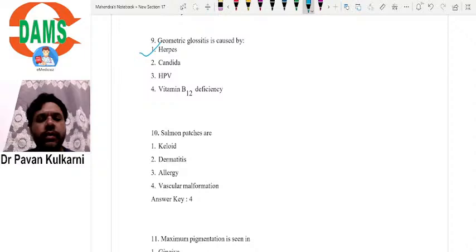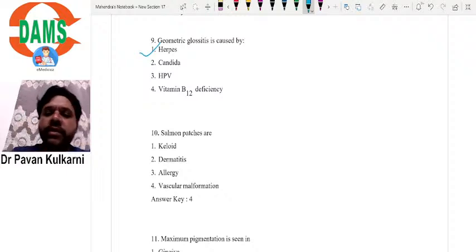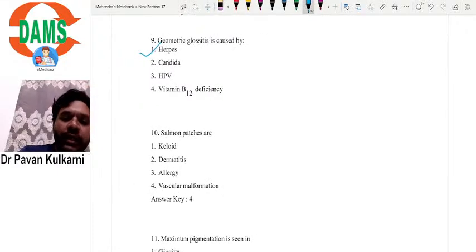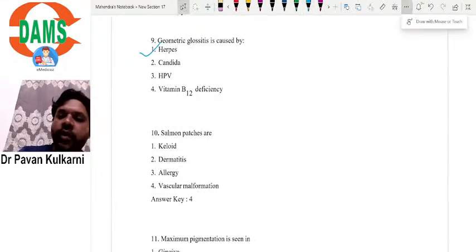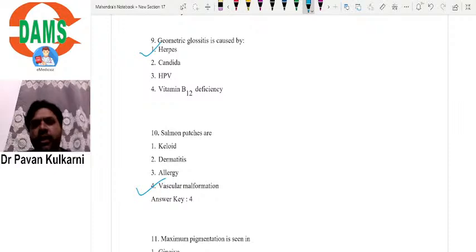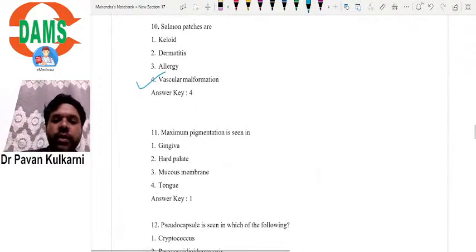Okay, that is the answer. Now, what are salmon patches? Salmon patch is a term used for vascular malformation. All of us know that there is something called hemangioma and vascular malformations. Salmon patch is a congenital patch. It's a type of congenital lesion which is a vascular malformation. Okay, let us move on to the next question.